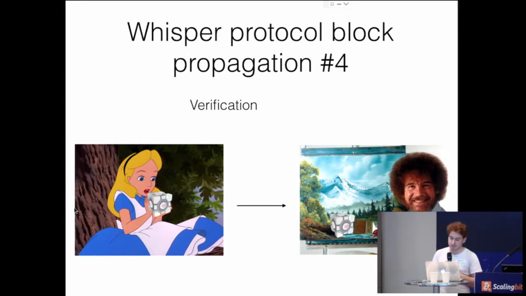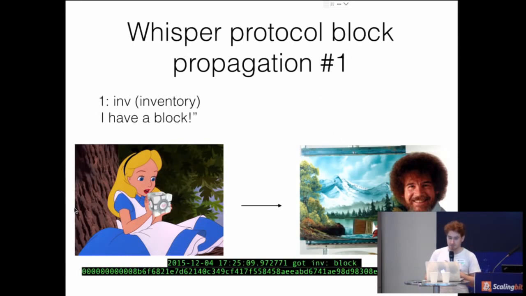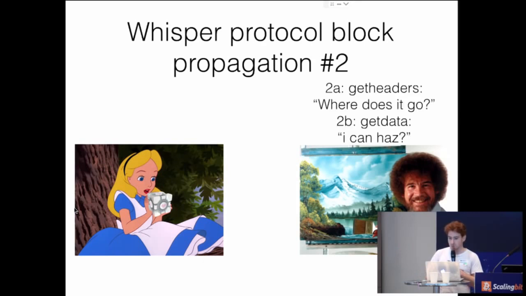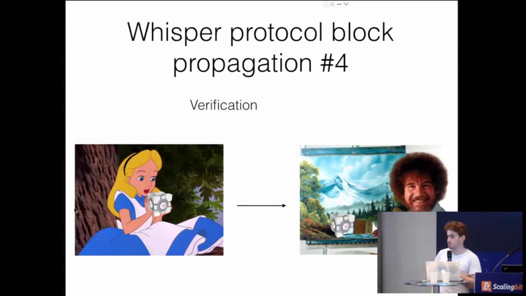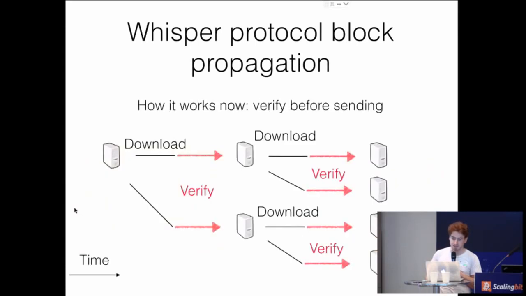So in our testing, we monitored the inv message arrival at Bob's computer. We ignored the getdata request, but we did collect that. And then we measured when the block message arrives, when the block is finished downloading. And then we finally measured when the block was actually added to the blockchain for Bob's machine. And we did this for all of our machines. We also collected some other data, which we haven't analyzed yet.